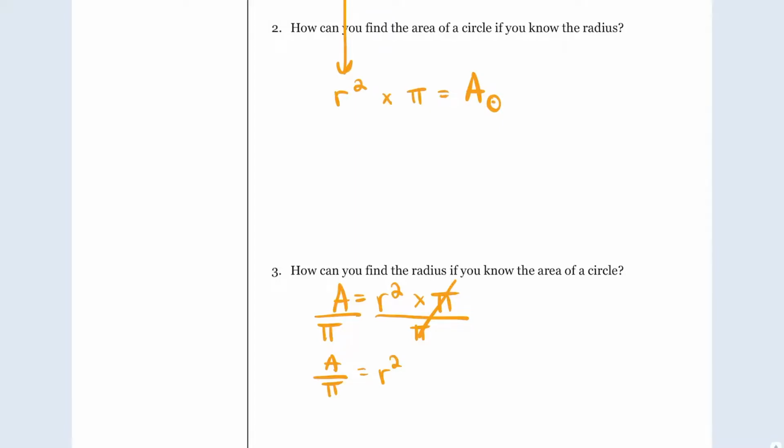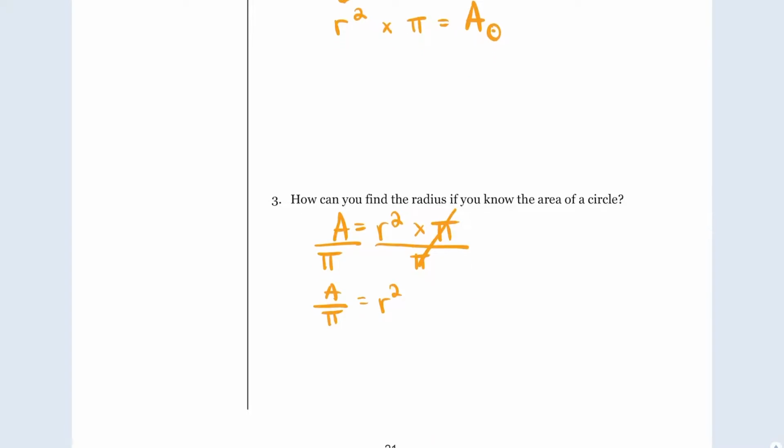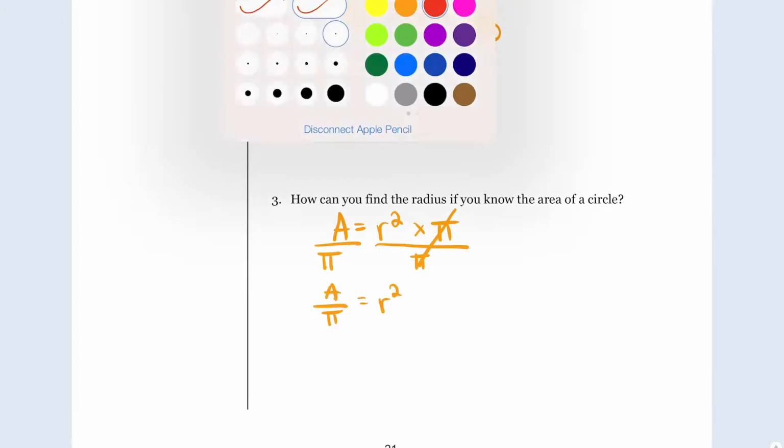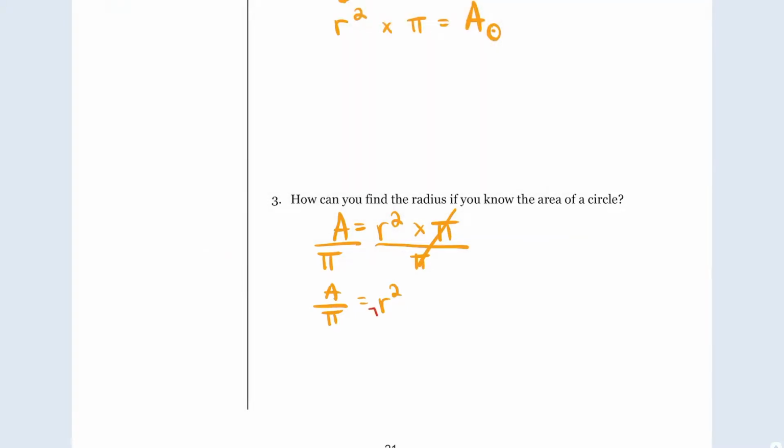Now here's the tricky part. r is not by itself just yet, right? There's still that exponent of 2. I need some way to get rid of that. And don't say divide by 2, because dividing by 2 is a very different process than what we need. Because we are squaring r, multiplying r by itself, we are going to take the square root.